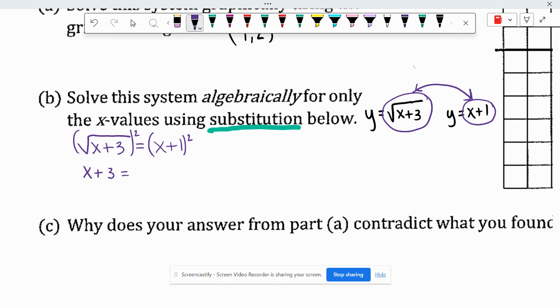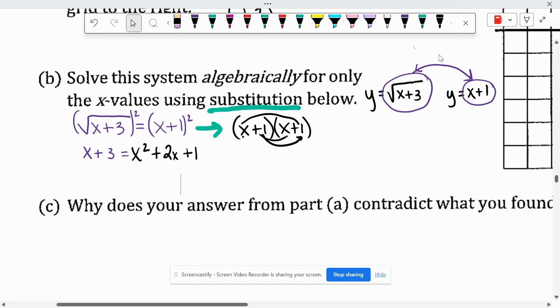So x plus 3 equals, what does this look like when you square it? x plus 1 times x plus 1. It just means repeat multiplication, right? So I have to FOIL. x times x is x squared. 1x plus 1x is 2x. 1 times 1 is 1.